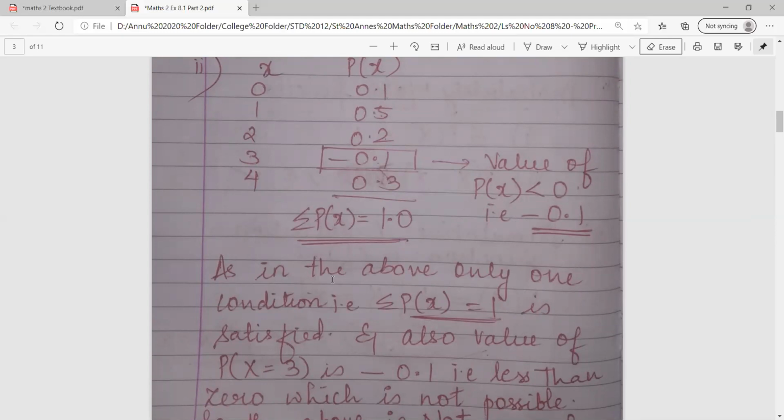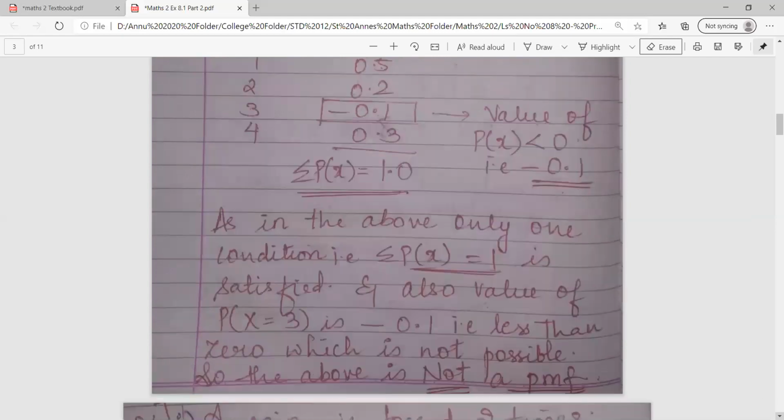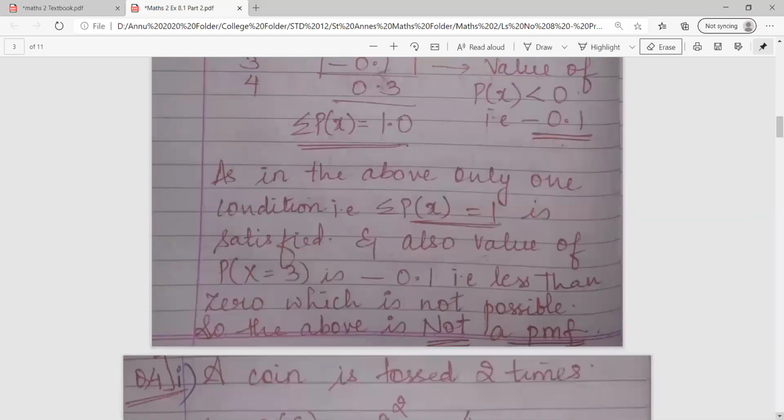But this minus 0.1 is less than 0. So in the above, only one condition, that is total of P of x, is satisfied. And also the value of P of x equal to 3 is minus 0.1, which is less than 0 and negative as well, which is not acceptable in probability. So the above is not a probability distribution and also not a PMF.